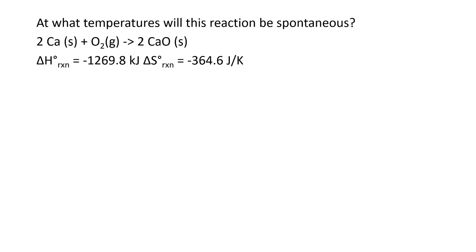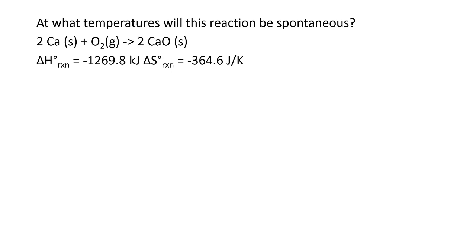So we did that with delta S. Now we're going to do a lot of work with delta G. We end up talking about free energy, which is what delta G stands for, more in this chapter than entropy, although entropy is still significant. Make sure you're looking at those parts. So for here, we're asked, at what temperatures will this reaction be spontaneous? We have calcium solid plus oxygen gas forms 2 calcium oxide. We're given the delta H and the delta S for this.